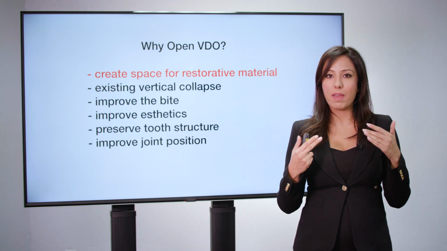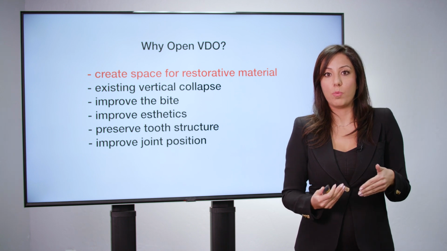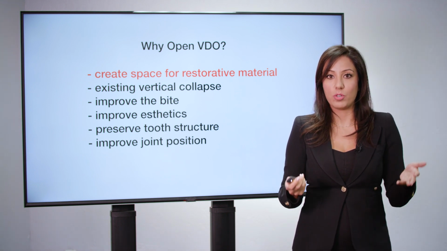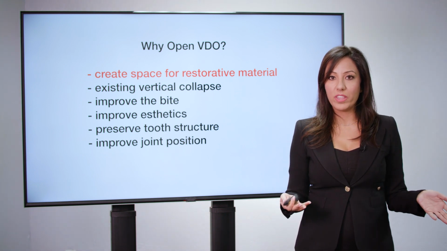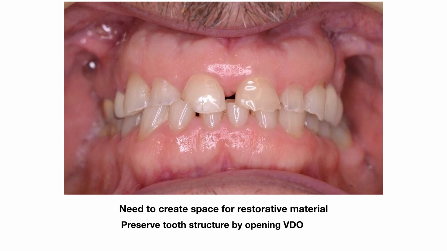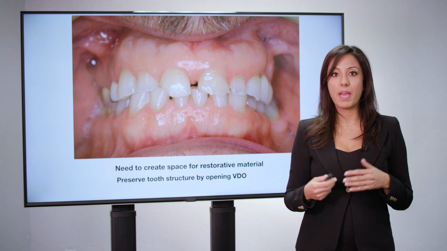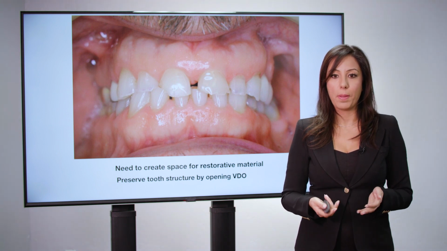And you can think about that more gradually in patients with, let's say, 30% wear. They're overclosed and you open them back up and you get a patient whose joint condition is improved with an open vertical. And I'll show you an example of that later in this presentation. This is an example of a patient who benefited from opening vertical by us needing to create space for restorative material, and also opening vertical benefited this patient by helping me to preserve tooth structure.